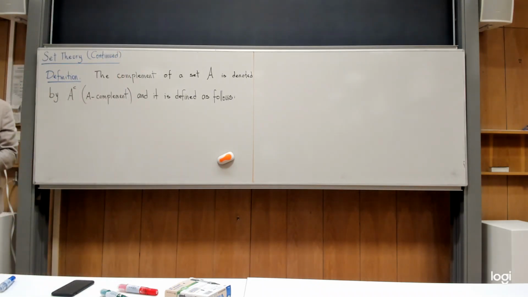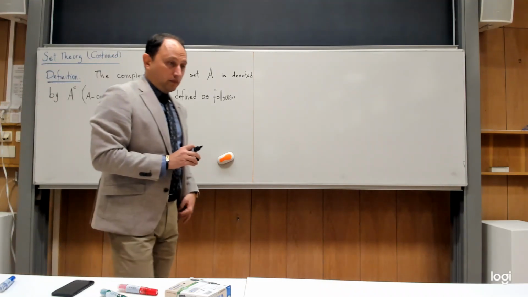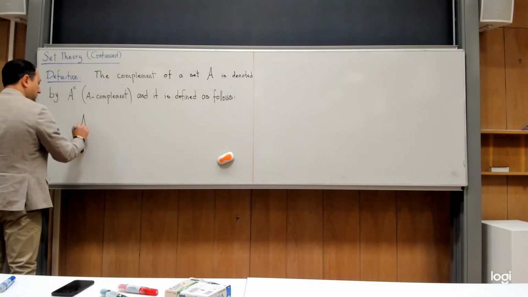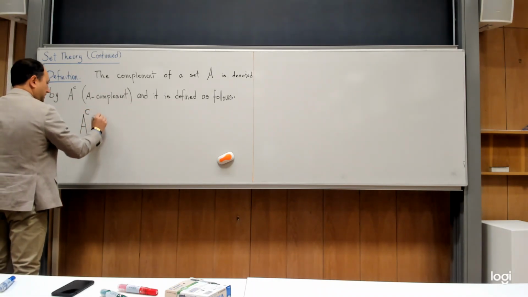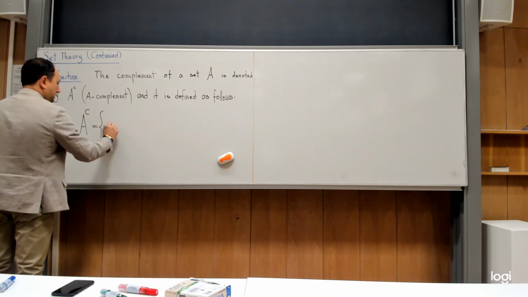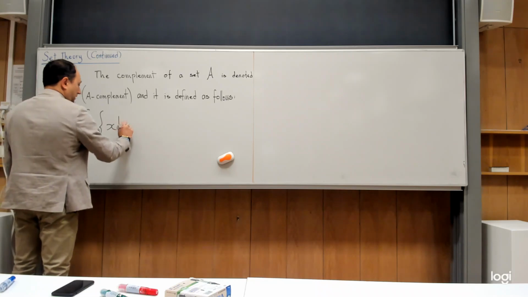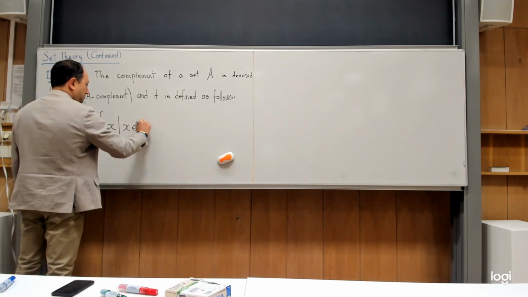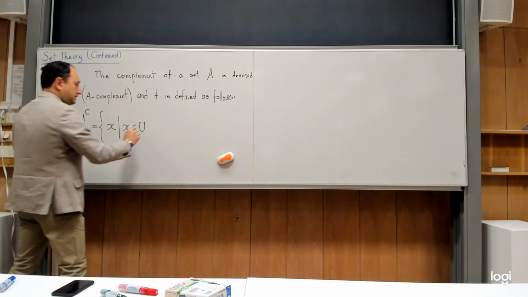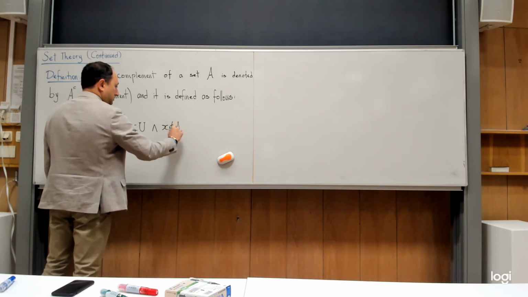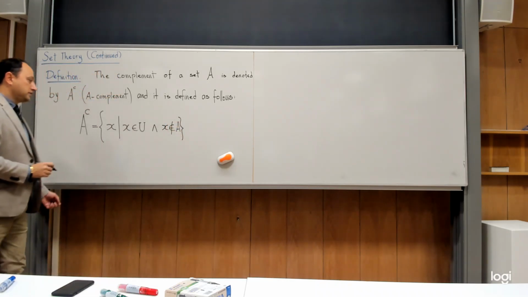set. I don't know, this is complaining that the video might lag behind. I don't know why. Anyway, so let me just define it for you. So A complement is defined to be the set of all x's. What are the properties? Of course, I emphasize here that x should belong to U and x should not belong to A. So that's the complement of the set A.